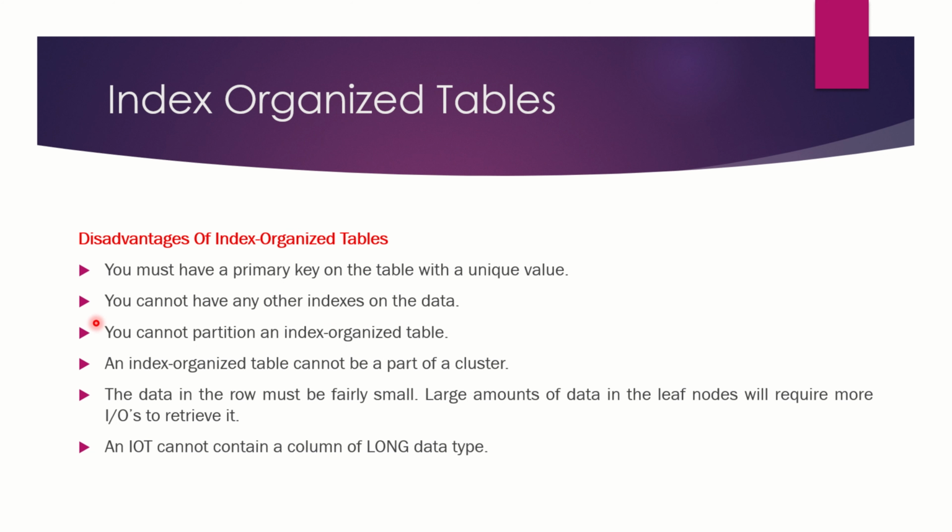In an index organized table, you cannot create any new indexes. You cannot partition an index organized table. Also, an index organized table cannot be part of any cluster. One of the major disadvantages of the index organized table is that the data in the row must be very small. A large amount of data in the row will require more IO operations to be retrieved. This means that the data size in a row should be very small. You cannot store a very large amount of data in a specific row. Also, you cannot have a long data type column in the index organized table.